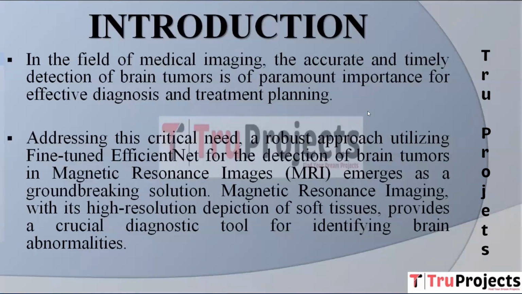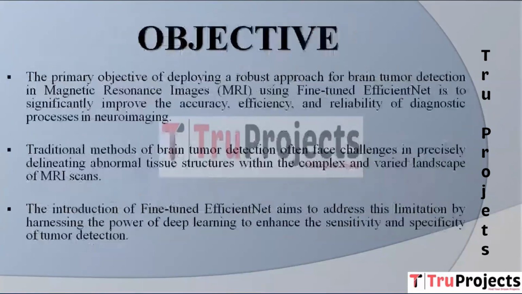Magnetic resonance imaging, offering high-resolution visualizations of soft tissues, serves as a pivotal diagnostic tool for recognizing abnormalities in the brain. So now coming to the objective part, the objective of this project is to notably enhance the accuracy, efficiency and dependability of diagnostic procedures in neuroimaging.